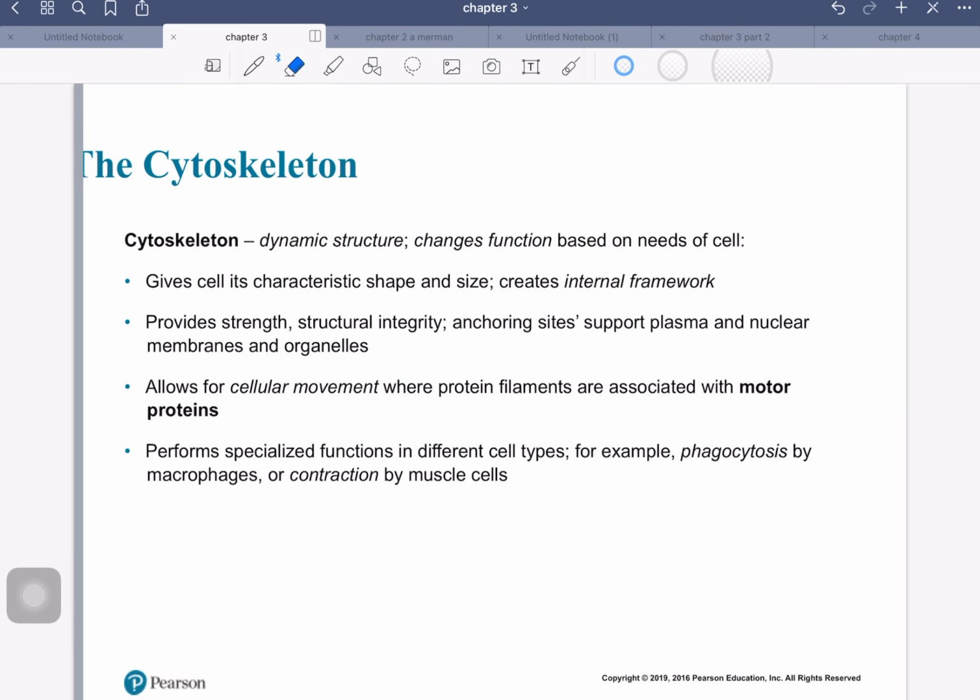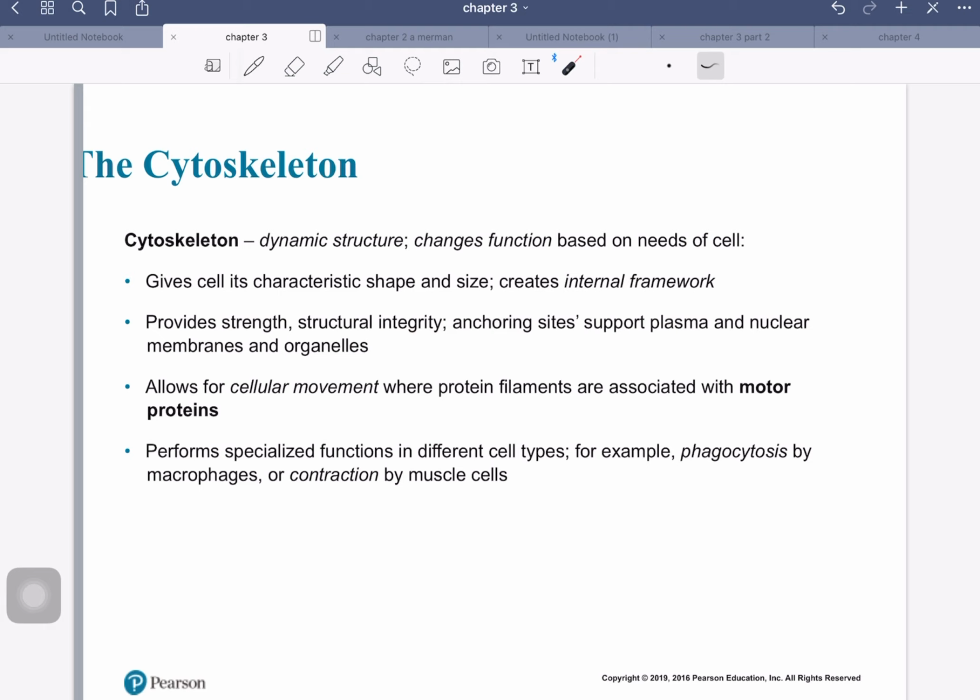Let's have a look. So what is the cytoskeleton? Well, the first thing we should know, it's dynamic. It changes its function. So it's not hardwired in. It's very flexible. It can be moved. It can be torn down, rebuilt according to what the cell needs at that moment. And it gives the cell its characteristic shape and size. And why? How does it do it? It creates an internal framework. So it provides not only strength, it provides structural integrity.